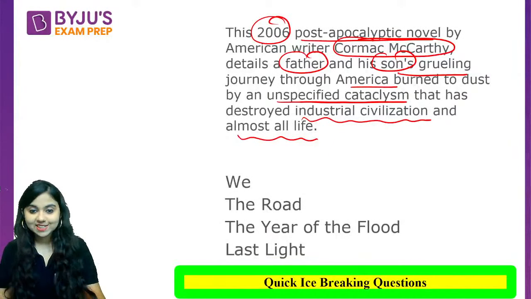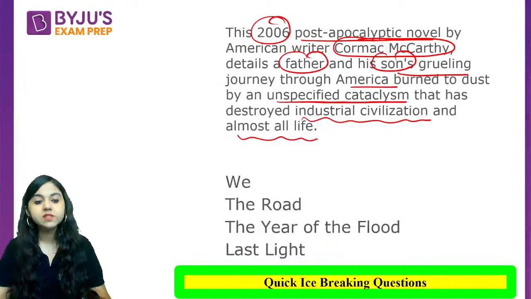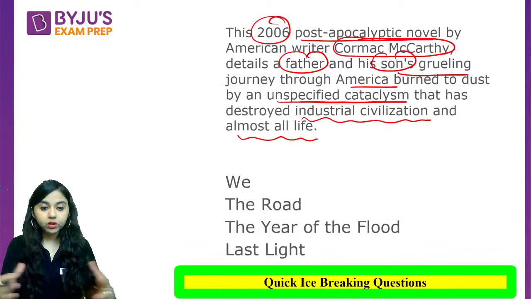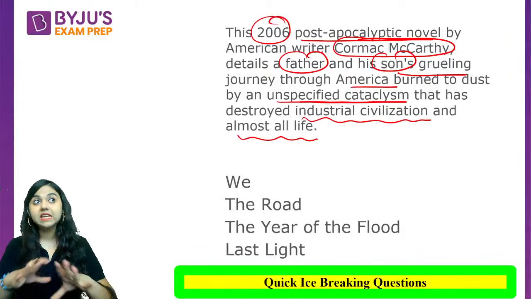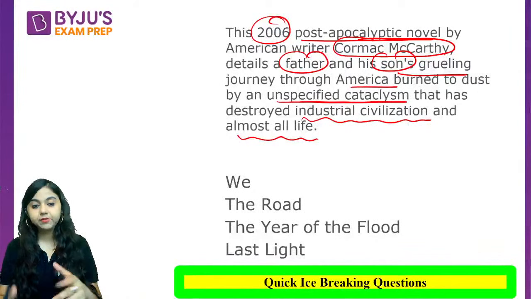No, Avismai, it is a road that we are talking about, right? It is a 2006 post-apocalyptic novel by Cormac McCarthy. And what is this telling you? This is telling you about the journey of a father and son over a period of several months in a landscape that is blasted by an unspecified cataclysm, which is destroying industrialization.